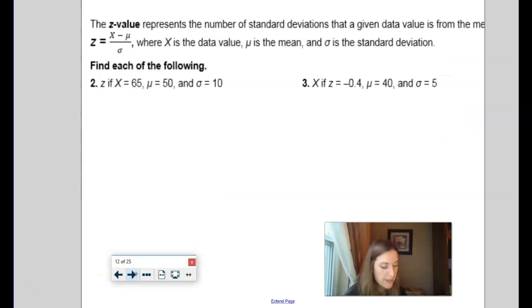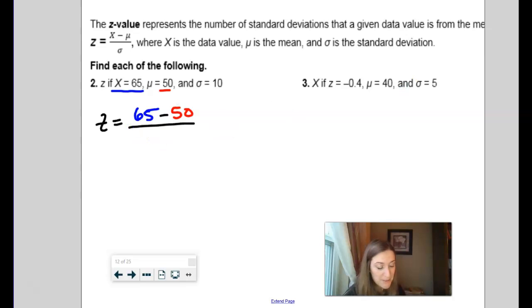All right, here we go. Find the z-score if you've got a value of 65, and your population mean is 50. So already you can tell you're above the mean, which means you should have a positive z-score, and your standard deviation is 10. So that's 15 over 10, so 1.5.